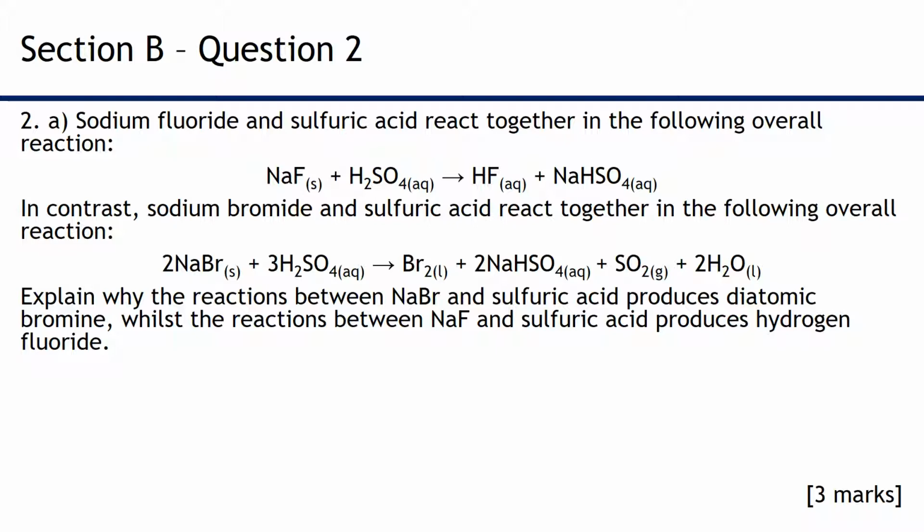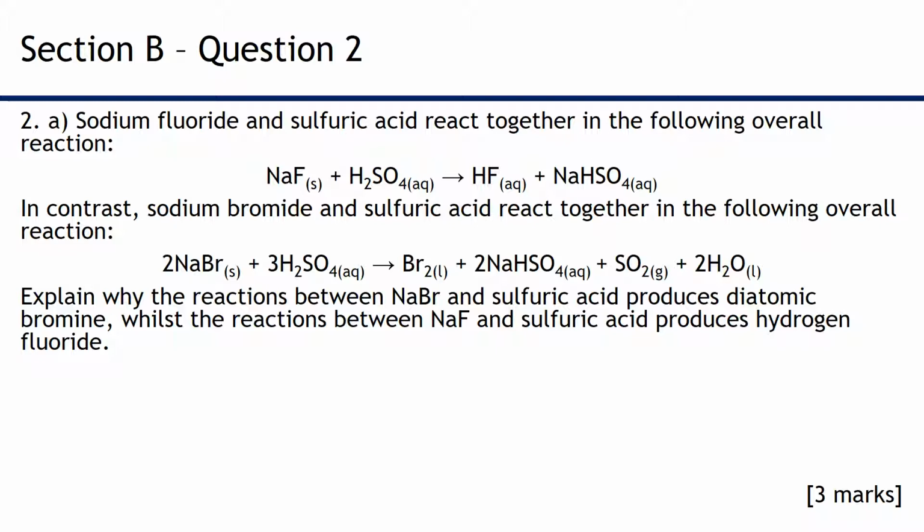In section B, question 2, part A, you're told that sodium fluoride and sulfuric acid react together in the following overall reaction, where you have sodium fluoride plus sulfuric acid giving you hydrogen fluoride and sodium hydrogen sulfate. In contrast, sodium bromide and sulfuric acid react together in the following overall reaction. So here you have 2 equivalents of sodium bromide plus 3 equivalents of sulfuric acid, giving you bromine, 2 equivalents of sodium hydrogen sulfate, sulfur dioxide, and 2 equivalents of water.